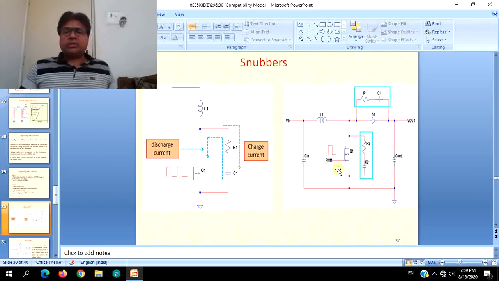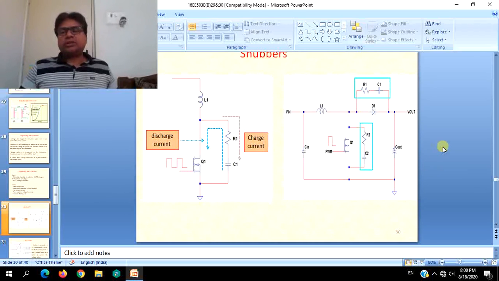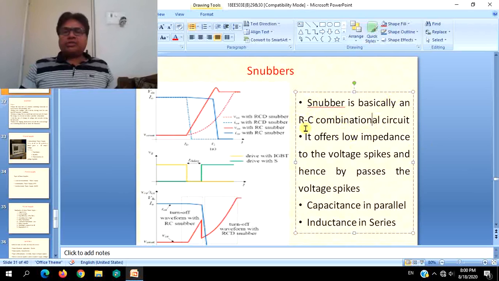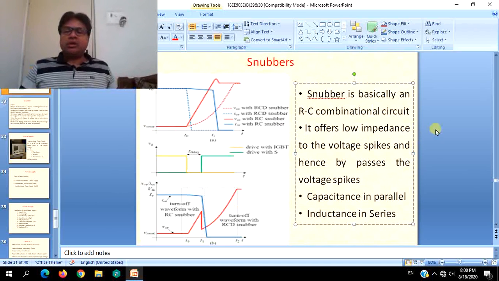Two different circuits are used for protection in different fashions. Here this is for diode protection, and this is for MOSFET protection. Mainly snubber circuits are used for electronic applications. Snubber is basically an RC combination circuit, but it can be RCD, that is resistance, capacitance and a diode in combination, and it may also have an inductance in series.